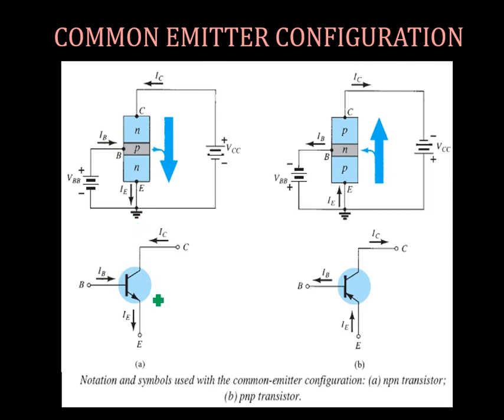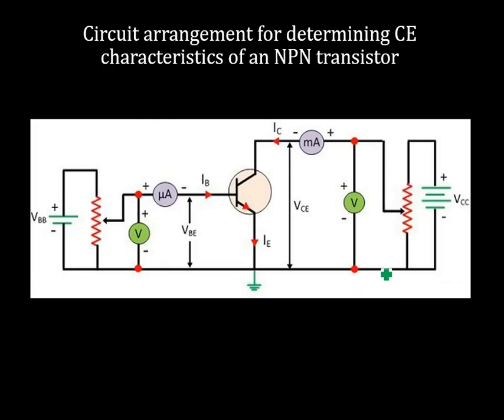As you are all familiar with, these are the notations and symbols for the common emitter configuration for NPN and PNP transistors. Now this is the circuit arrangement for determining common emitter characteristics, very similar to the common base, but please note that this is a microampere ammeter, whose range should be low since you are measuring the base current here. Here you are measuring the collector current, and voltmeters are connected, and through the potentiometer you are giving the DC supply. That is, you can vary the DC by varying the potentiometer.